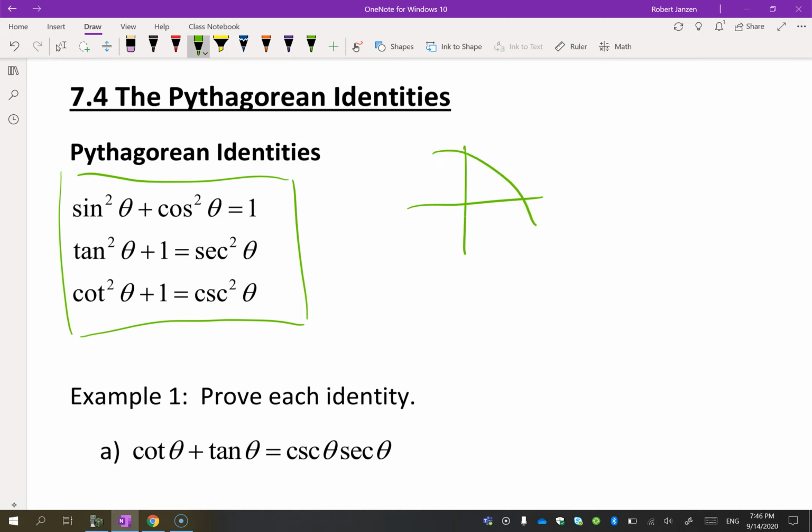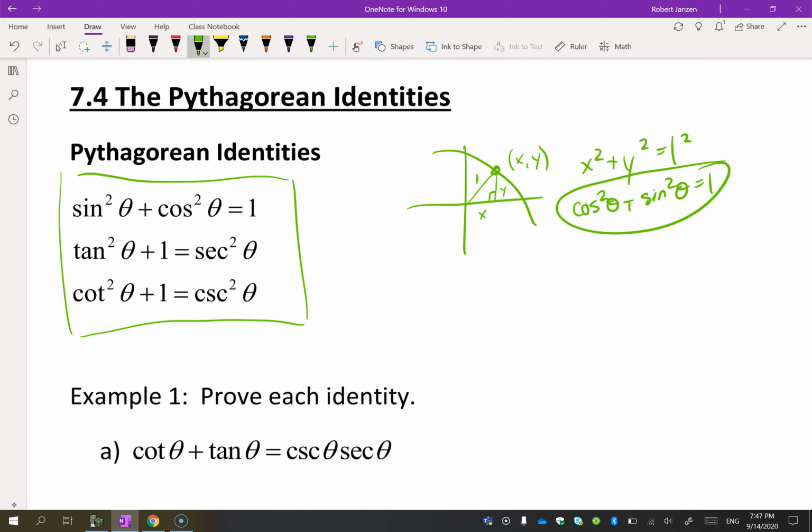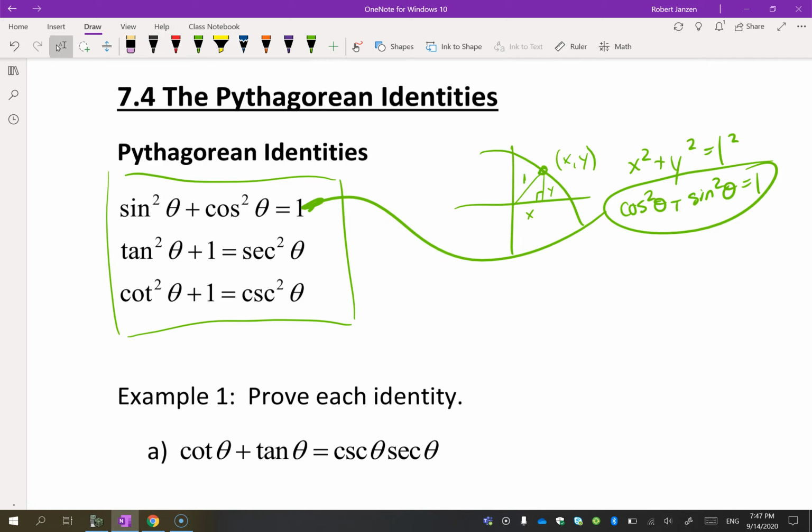Well, if we look at the Cartesian plane, for example, and make this triangle, whenever there's a triangle, you can use Pythagoras. So this is x and this is y, but you know that x and y are sine and cos. So in this case, x squared plus y squared is 1 squared, but x is cosine and y is sine. So that's where this one comes from. You don't need to draw that out every time. You just know that that's one that we have learned.